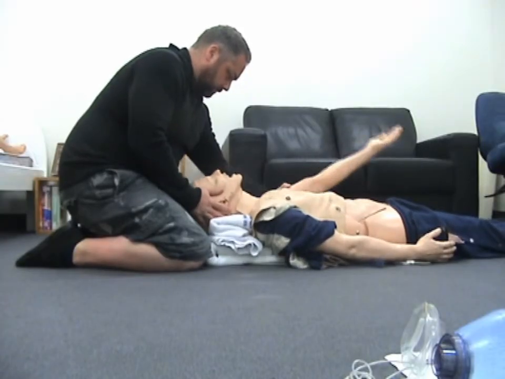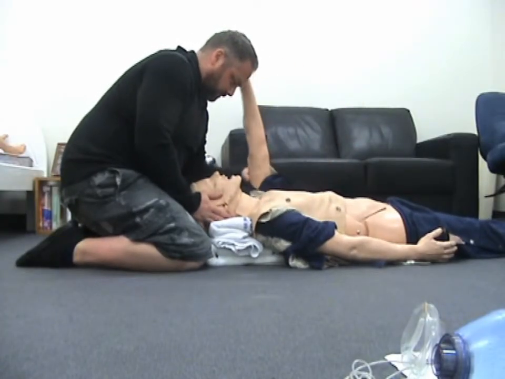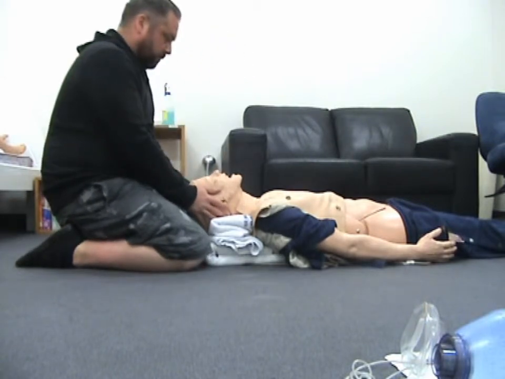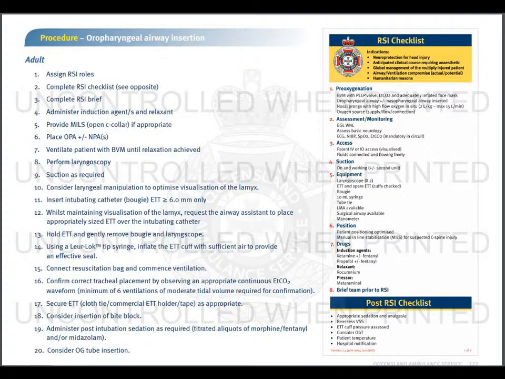So here we have a patient with a head injury. This patient's combative, and we've decided that they need to be intubated. So we're going to have to come up with a plan to anaesthetise them and to intubate them safely. So this is the Queensland ambulance procedure for RSI, even though it is mistitled. This one's good because it contains a handy checklist which we can work through.